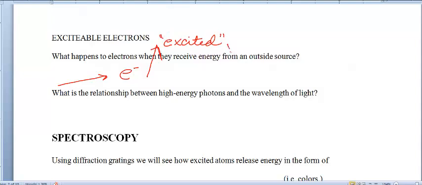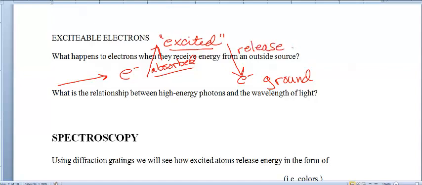And then, when they give up that energy, they return to what is called the ground state. And so the excited state is when they have taken in energy or absorbed energy. And then going back down to the ground state, they actually release energy. And that release of energy sometimes happens in regards to a visible wavelength of light, or a specific wavelength corresponds to a specific color of light.